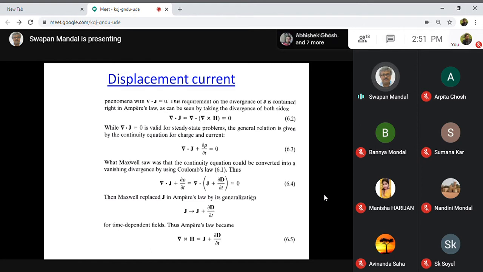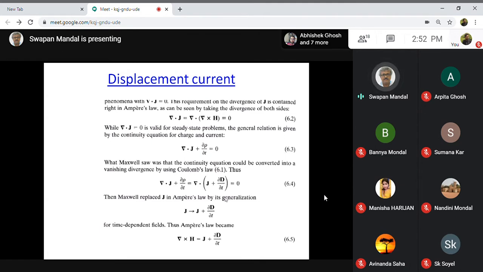Anyway, I'm not talking about the unit dimension, etc. Just for your brushing up, I am telling you that this is the dimension of current density. So what we got finally, actually, this is the contribution of Maxwell. Divergence of (J plus ∂D/∂t) equal to 0, and now the current density is modified with this term. This is called the displacement current term, and it has the dimension of current.